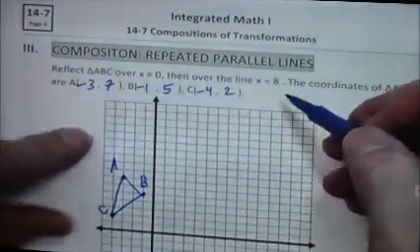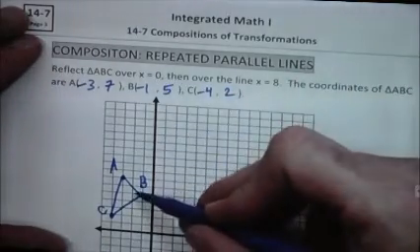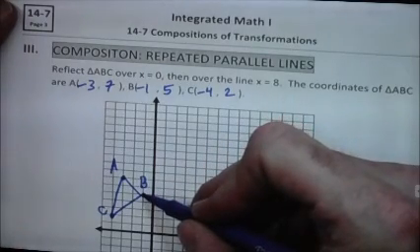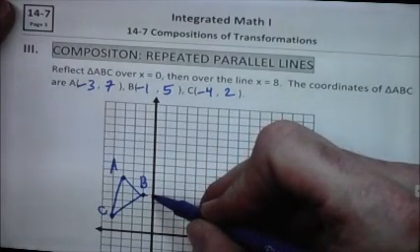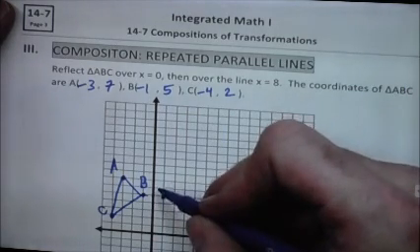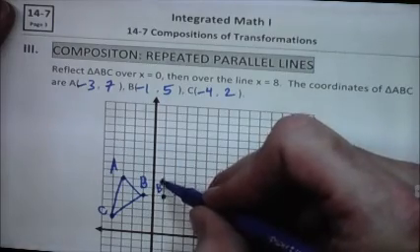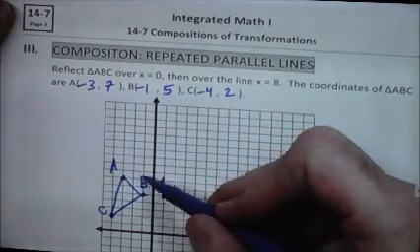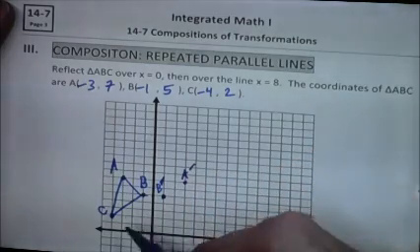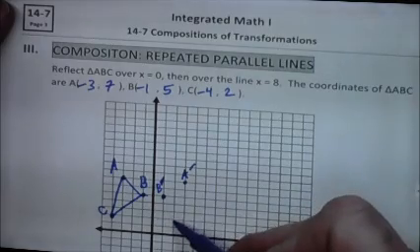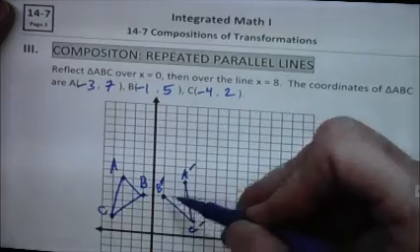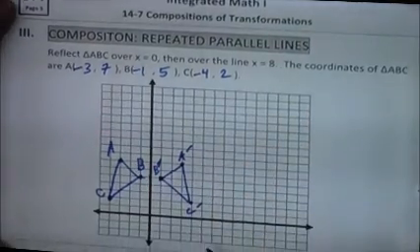If we're going to reflect it over the line x equals 0, that means it's just flipping this way. And mathematically, that means the distance to the y-axis needs to be the same distance on the other side. So this will become B prime. A is 1, 2, 3 away from it, so 1, 2, 3 this way. That'll be A prime. 1, 2, 3, 4, 1, 2, 3, 4. This will be C prime. So there's our second triangle.